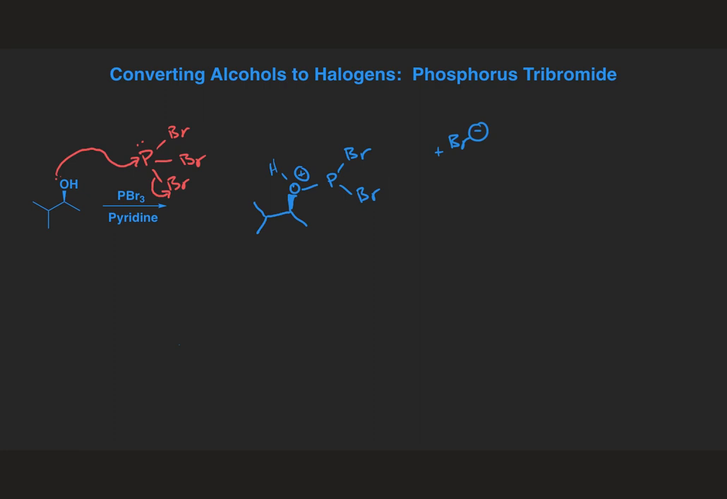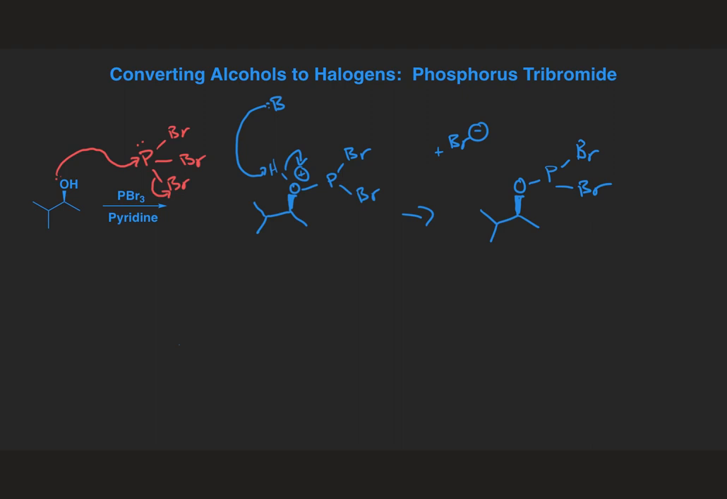And then again, we've got pyridine in this reaction. Pyridine is a good base. And so I'm going to use my base to pluck off this proton. And this OPBr2 is a good leaving group.